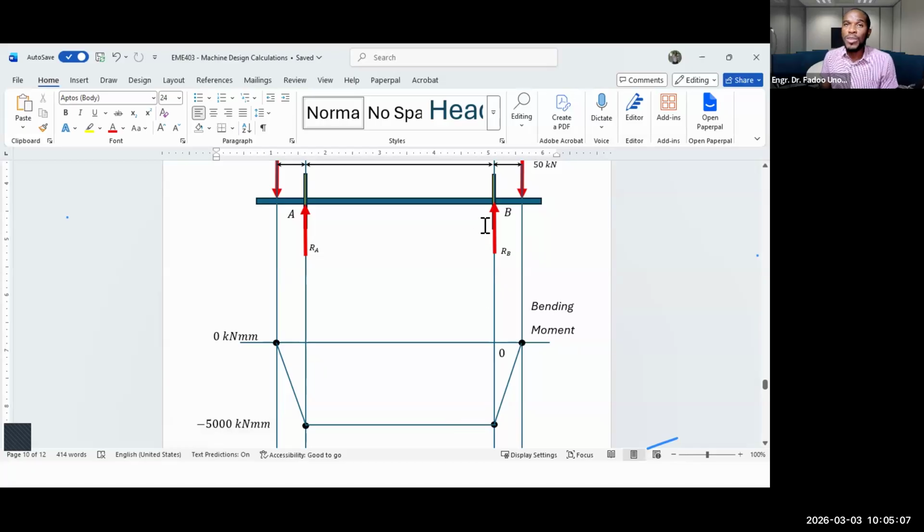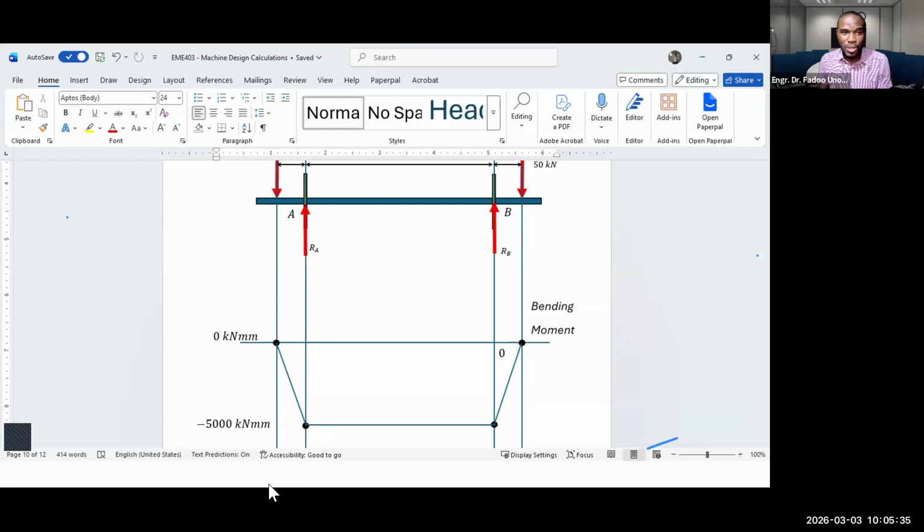Okay, then when you get to point B and you begin to travel towards the right-hand side, 50 kilonewtons, the value of your bending moment begins to decrease again until it becomes zero. That's simply what the bending moment diagram is telling us. So all we did this for was to determine what then is the maximum value of the bending moment that is acting in this shaft?